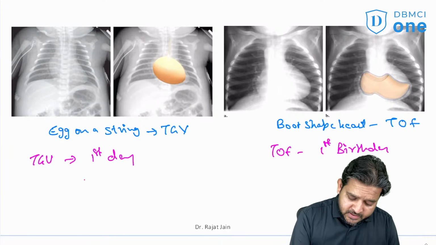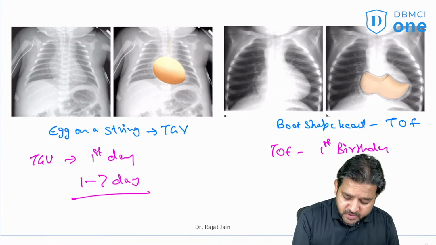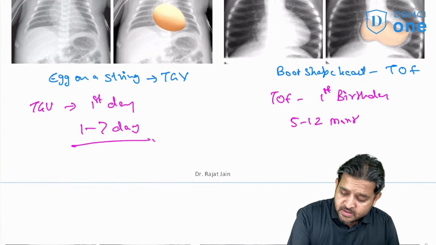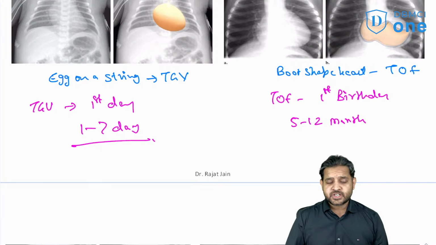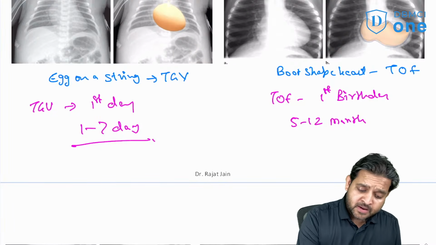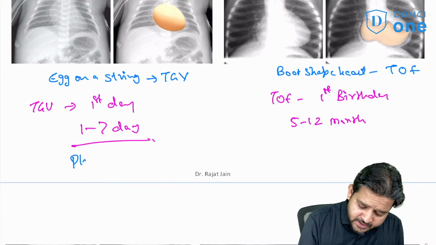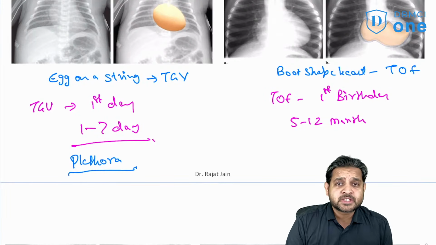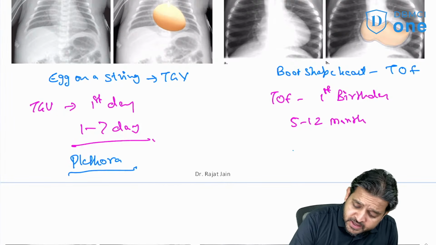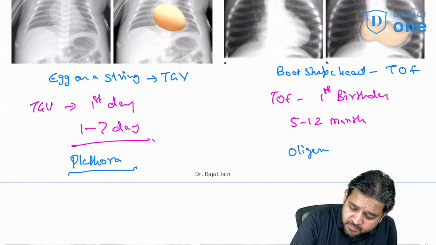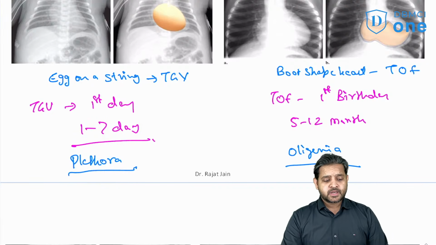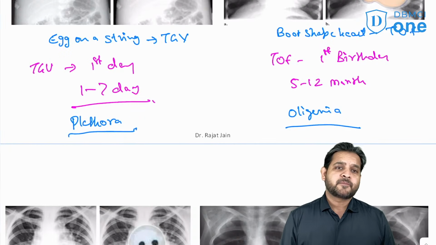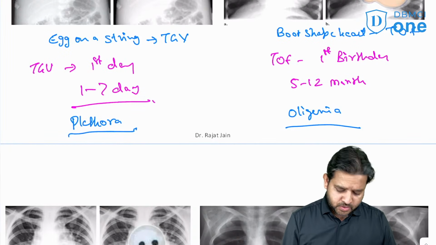What does that mean? The age of the child in TGV will be between 1 to 7 days, and the age of the child in TOF will be 5 to 12 months. This is the classical presentation. The second important thing that I want you to remember is that in TGV there is a pulmonary plethora. That means the pulmonary vascularity will be increased, whereas in TOF there will be oligemia. That means there will be a decrease in the pulmonary vascularity. So if there is a plethora, it is TGV. If there is oligemia, then it is TOF.